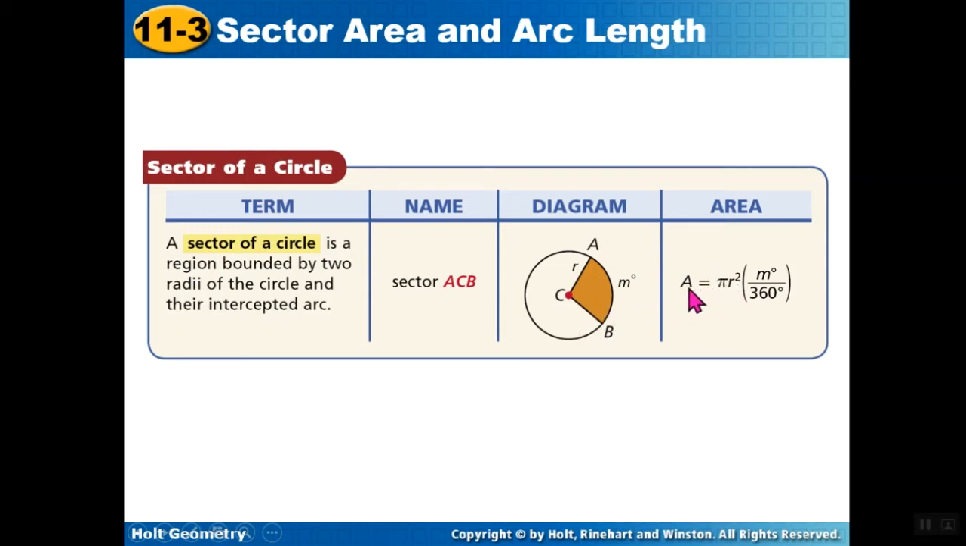Now the area of the full circle is pi r squared, that we all know. Now to find the part of the area which is bounded by this arc here, we will multiply the full area by the angle measure or the arc measure divided by 360, because here we want to find the part of the full circle. The full circle is 360. How much is the part? It is m degrees. This fraction, we will multiply it by the full area.